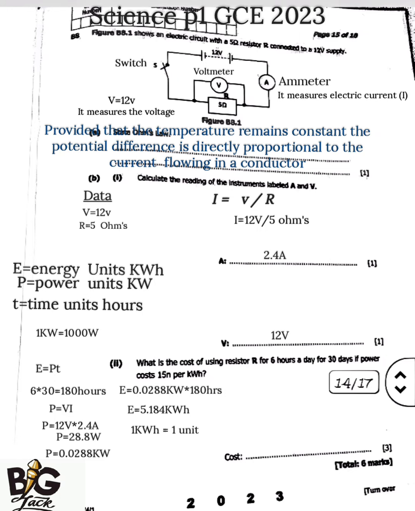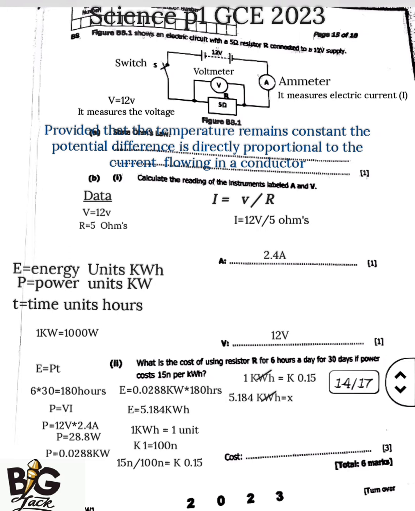When you're calculating the cost of electricity, you need to make sure that the amount of money is in kwacha. 1 kwacha makes up 100 ngwe. So to convert 15 ngwe, I divide 15 ngwe by 100, and the answer is 0.15 kwacha. So 1 kilowatt hour is equal to 0.15 kwacha. Then my energy is 5.184 kilowatt hours. Kilowatt hour and kilowatt hour cancel each other.